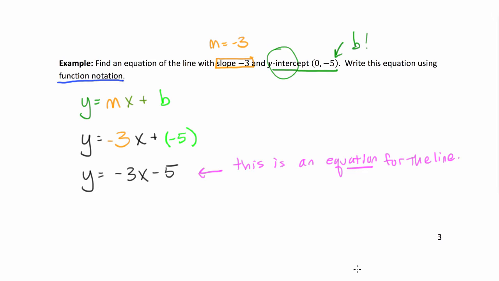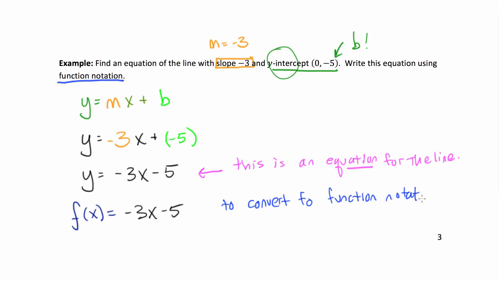And the only thing that makes this different from a 3.4, 3.5 problem is they now want it in function notation. So all I'm going to do is replace that y symbol with f of x, and then leave the rest of it the same. So to convert to function notation, replace the y symbol with the f of x symbol.